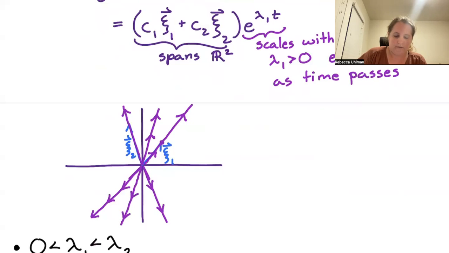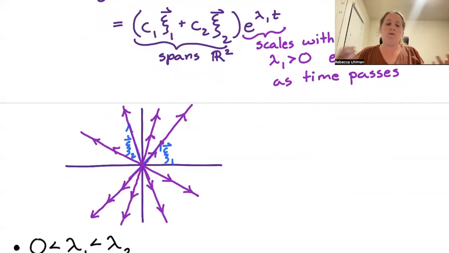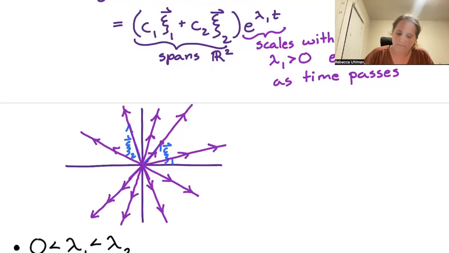So in the case that lambda 1 equals lambda 2, as time passes, we just have a bunch of lines going through the origin, and we are moving away from the origin. These are the shadow trajectories for a representative set of solutions. We can see essentially what the pattern is for any type of solution.